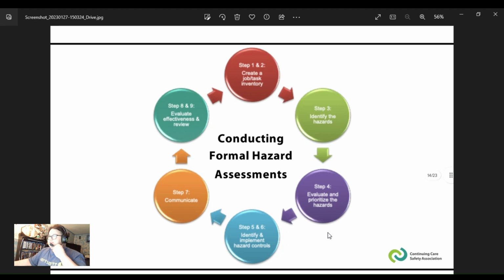All right, here we go, hot and fast. Step one, create a job inventory. Step two, task inventory. They just made it all coalesce in one bubble just to save space, I guess. Step three, identify the hazard. Step four, evaluate and prioritize the hazards. Step five, identify. Step six, implement control hazards. Oh, like coalesce again. Step seven, communicate. Step eight, evaluate effectiveness. And step nine, review. And we're going to go through every single one of them in great detail.